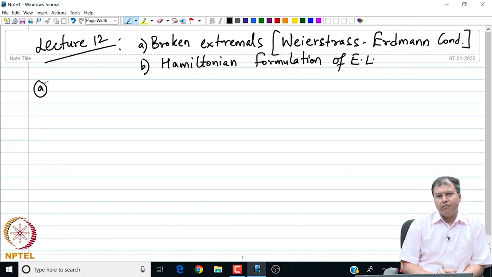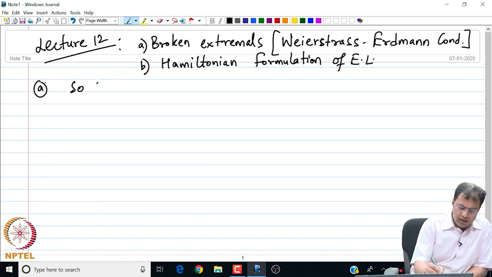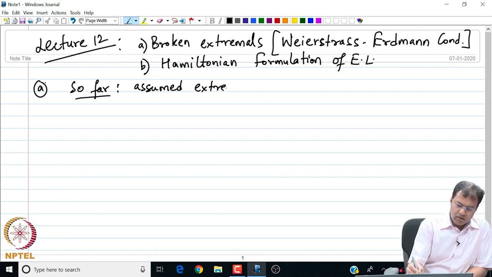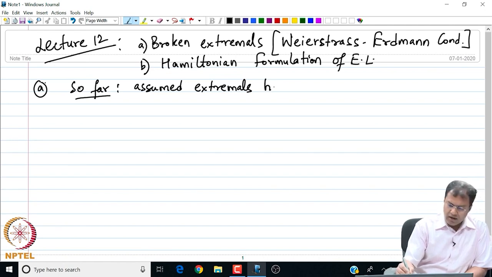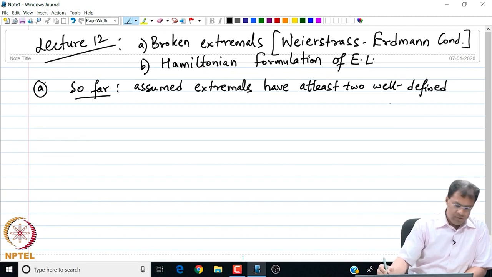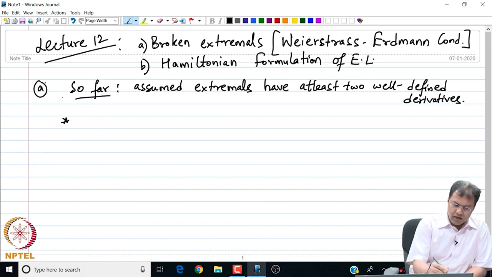So far what we have seen is that we have found the extremals of several different types of functionals, but the underlying assumption of those extremals is that they are at least continuously differentiable up to order 2, if not higher. Today in this lecture, we are going to relax that criterion and we will assume that the extremals are continuous but may not be continuously differentiable. So far we assumed extremals have at least two well-defined derivatives. As I said, we are going to relax that assumption today.